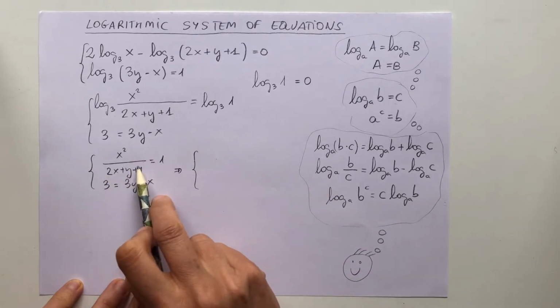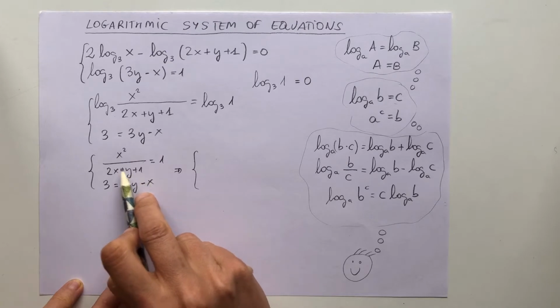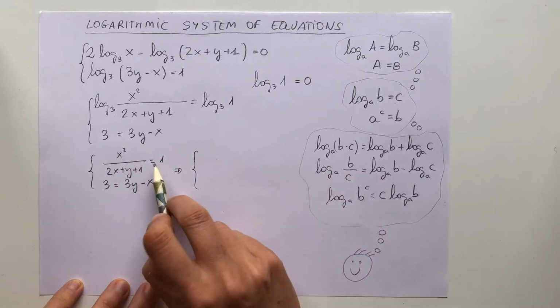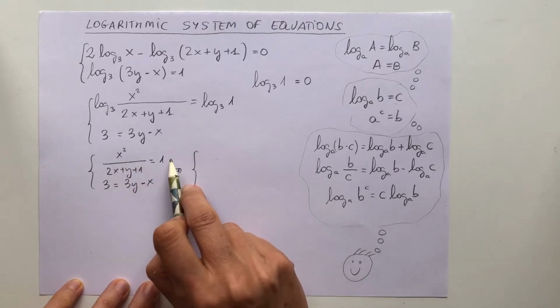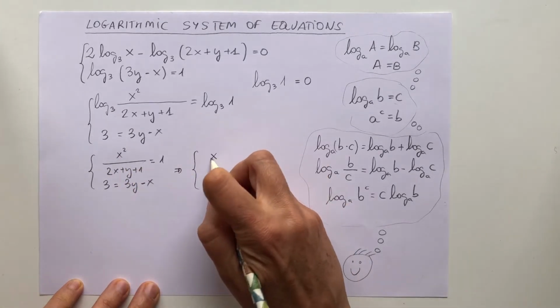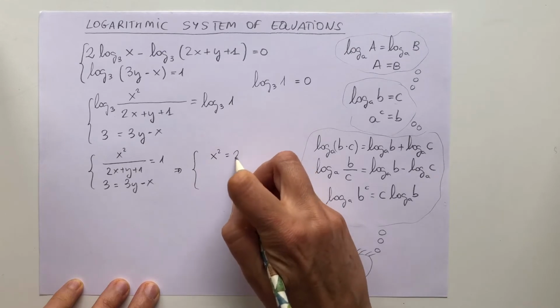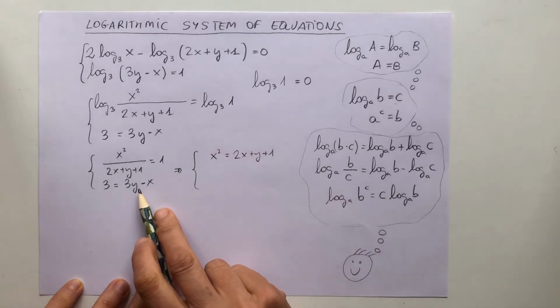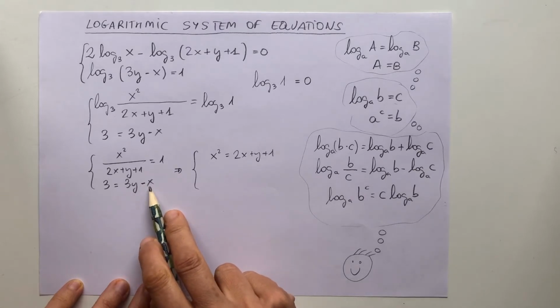I multiply the whole equation by 2x plus y plus 1, so it would disappear here, and it will appear here. Or I just can say, this is dividing, it goes to the other side multiplying. And I would obtain this. So I have no denominators anymore. I'm going to work this system by substitution.